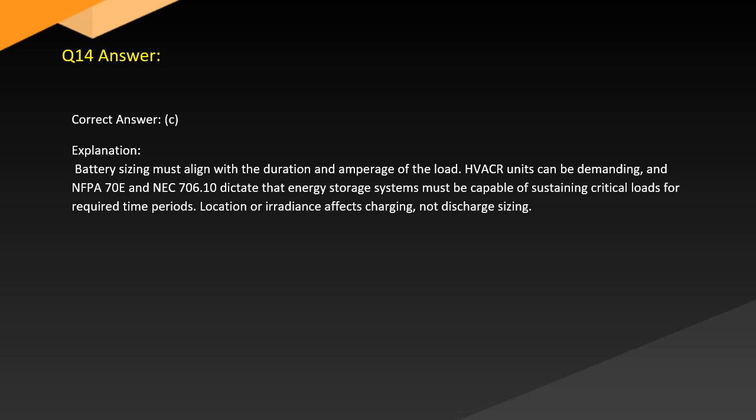Answer. Correct answer: C. Explanation. Battery sizing must align with the duration and amperage of the load. HVACR units can be demanding, and NFPA 70 and NEC 706.10 dictate that energy storage systems must be capable of sustaining critical loads for required time periods. Location or irradiance affects charging, not discharge sizing.